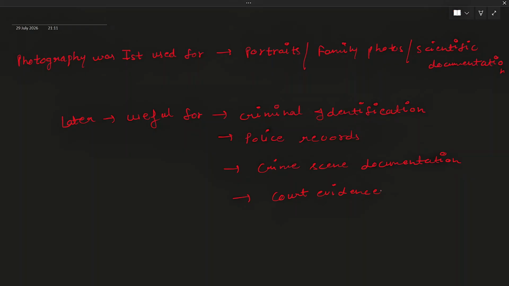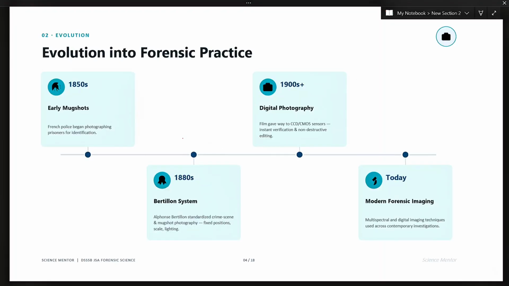So photography gradually changed from an artistic tool into a scientific investigation tool. This transition is very important. The camera itself did not change the investigation. The purpose of using the camera changed. Instead of creating beautiful photographs, investigators started documenting accurate records. Okay, let's move to the slide we are studying. Here are the early mugshots first.